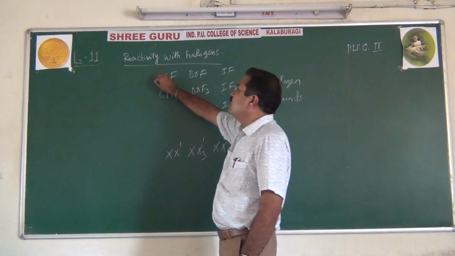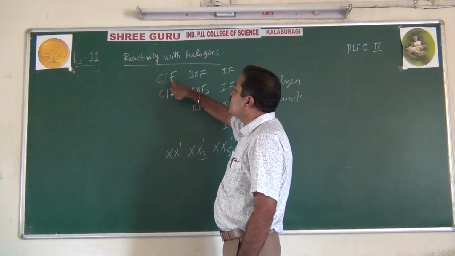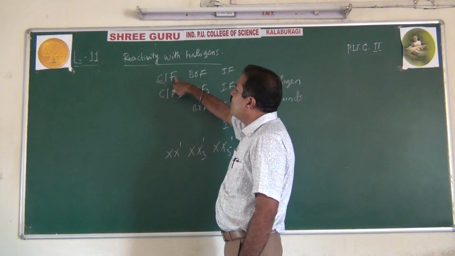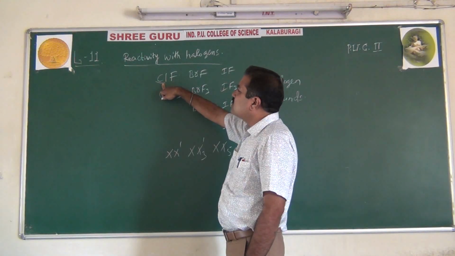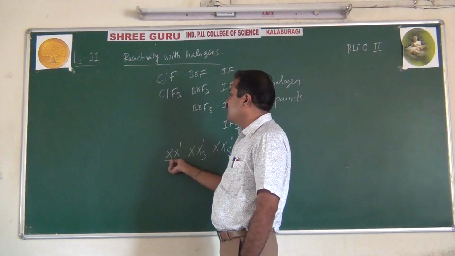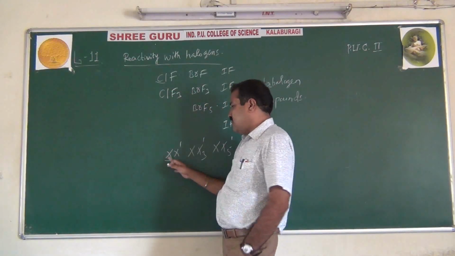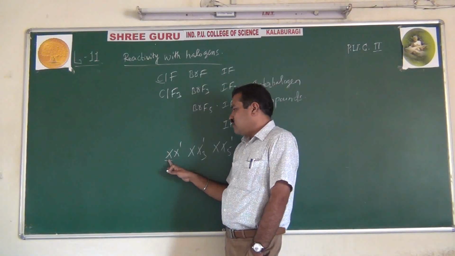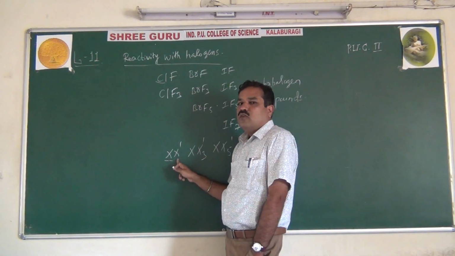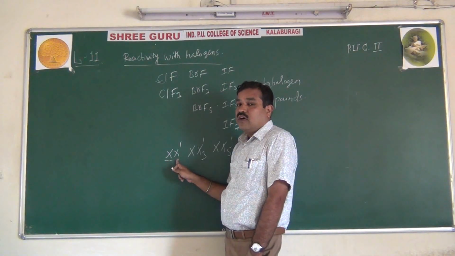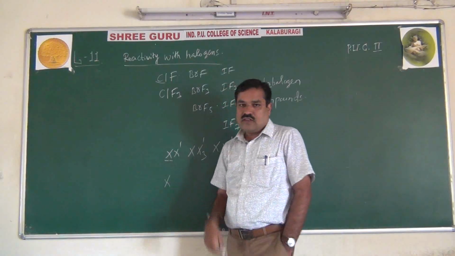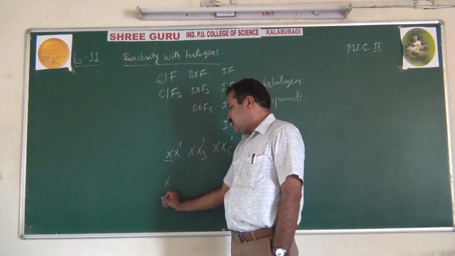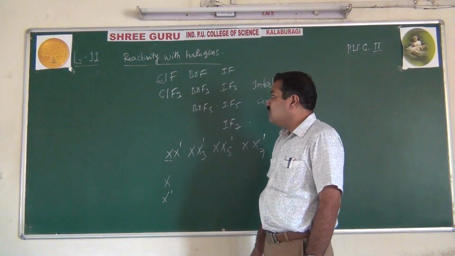Remember, X is the larger size atom with a lower electronegativity, and X dash is the smaller size atom with a higher electronegativity. Got it? X, larger size halogen with a lower electronegativity. X dash, smaller size halogen with a higher electronegativity.